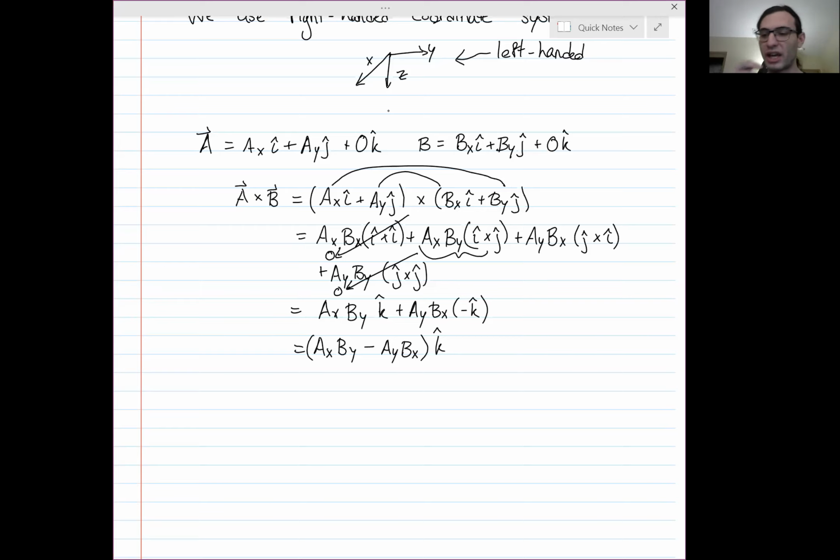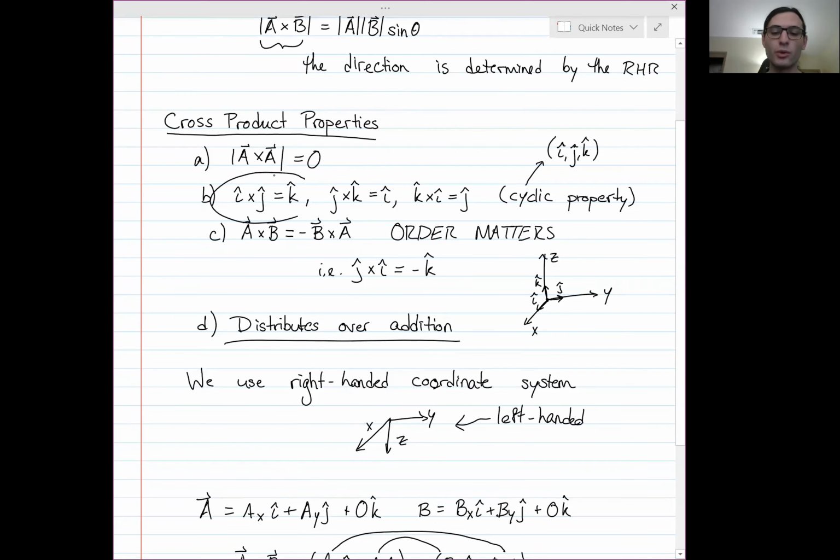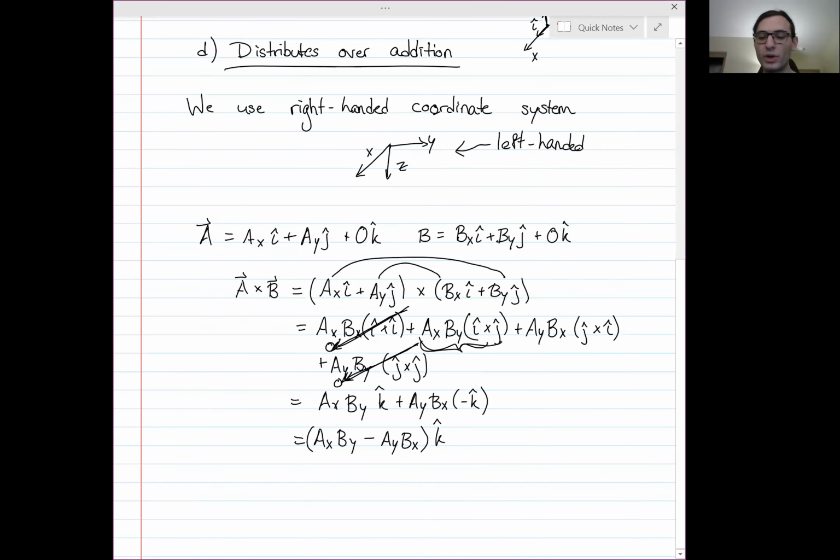So yes, I can go over the last two lines again. The first and last terms, ax bx and ay by, both vanish because the terms they're multiplying, i cross i and j cross j, vanish. A vector cross itself is 0. Now, the other property is that i cross j, from our properties, is equal to k. So the second term we can simplify, because ax times by times i cross j is just ax times by times k hat.